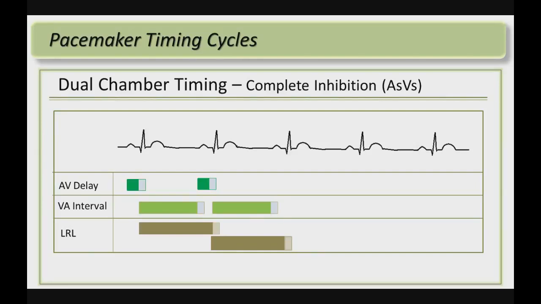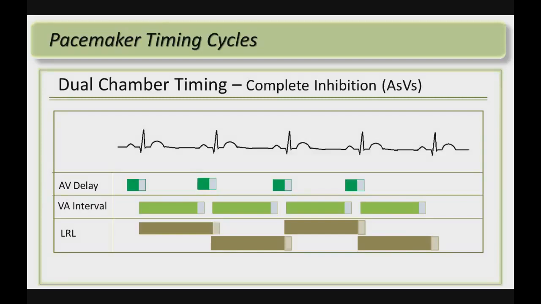The VA interval is beat by another intrinsic P wave, which starts our AV delay, which is beat by another intrinsic ventricular event, starting our VA timer and our lower rate limit. Once again, an intrinsic P wave comes in before our VA interval expires, and so we start our AV delay, which is beat by another intrinsic ventricular event, starting our other two timers.